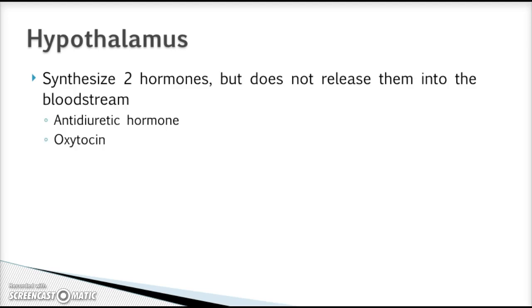Recall that hormones are released into the bloodstream and transported to cells that could be far away from the endocrine organ. In the case of the hormones synthesized by the hypothalamus, they are made but not released into the general circulation. These two include antidiuretic hormone and oxytocin.